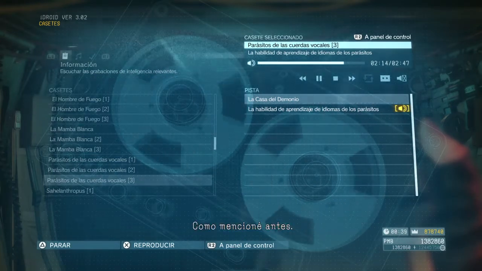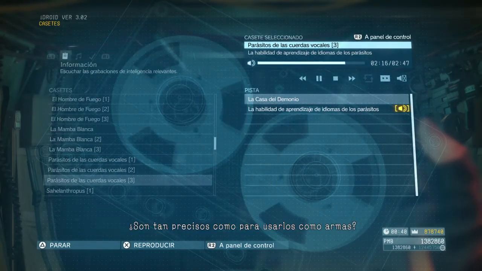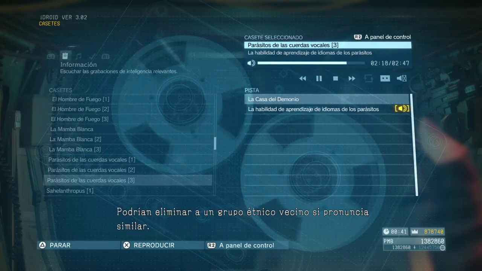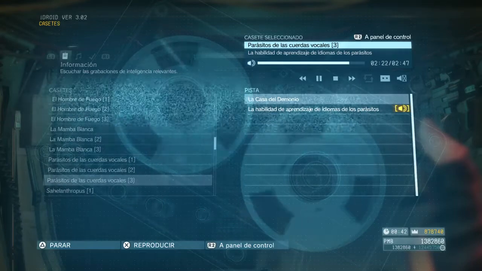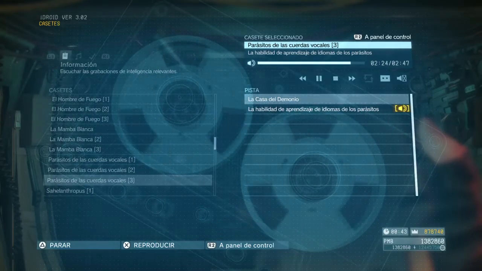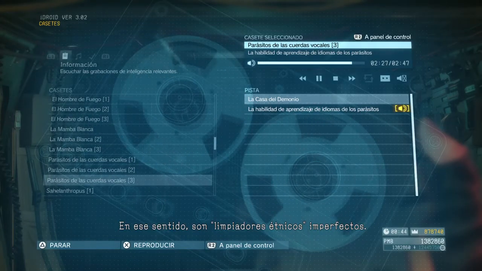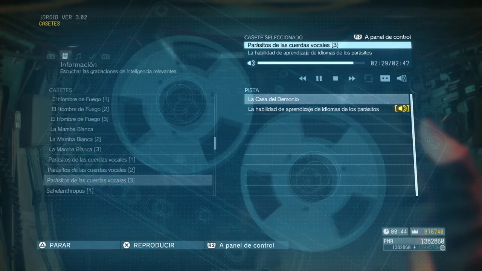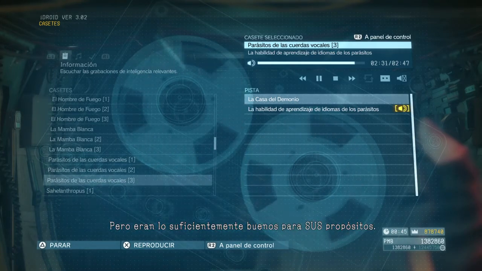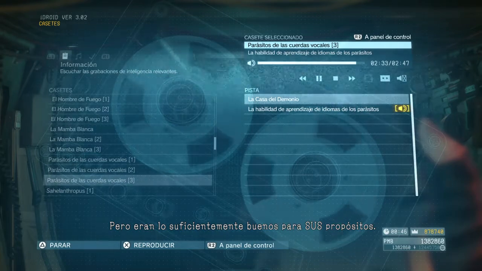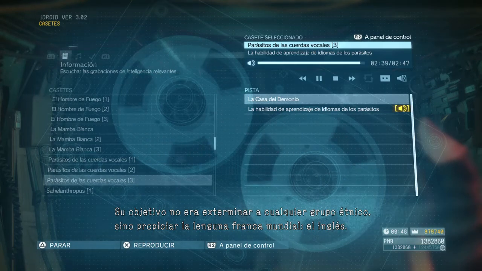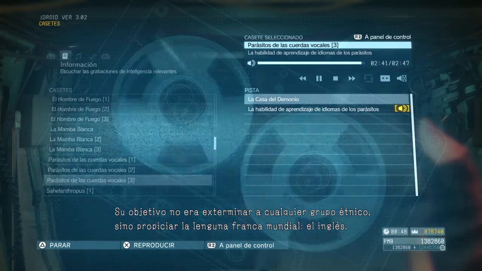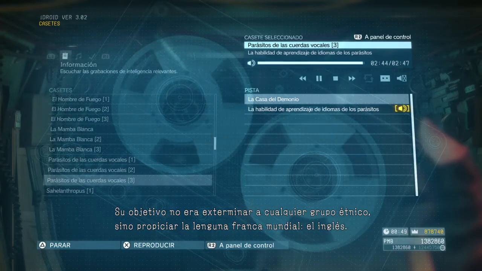As I mentioned earlier. Is that really accurate enough to use as a weapon? You could wipe out a neighboring ethnic group by accident if their pronunciation is too close. What you say is true. In that sense, they are imperfect as ethnic cleansers. But for his purposes, they are good enough. His objective was not to exterminate any one ethnic group, but to render the world's lingua franca, English, inert.